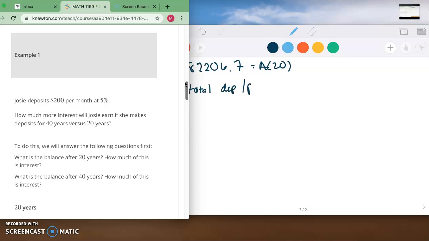Deposit or principal is going to equal, so she did $200 a month. So that's 12 each year, right? And then 20 years. So when we do that in the calculator, we get 200 times 12 times 20 years. So $48,000 she invested.